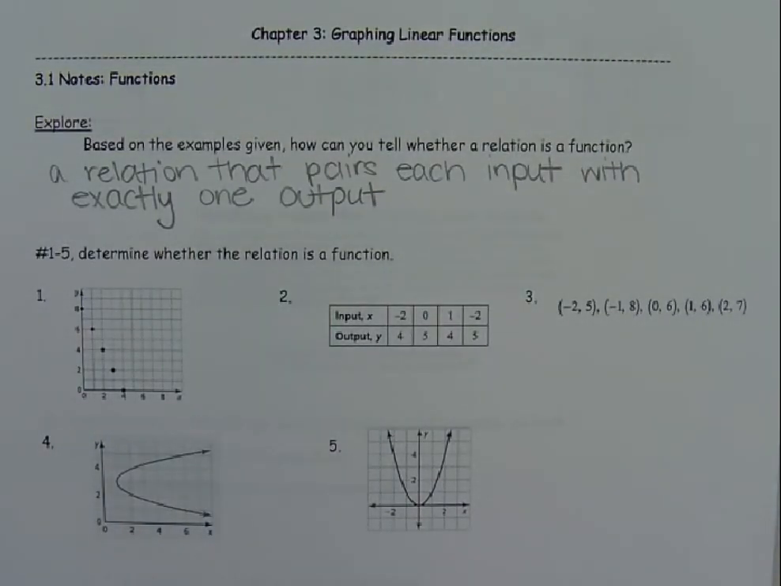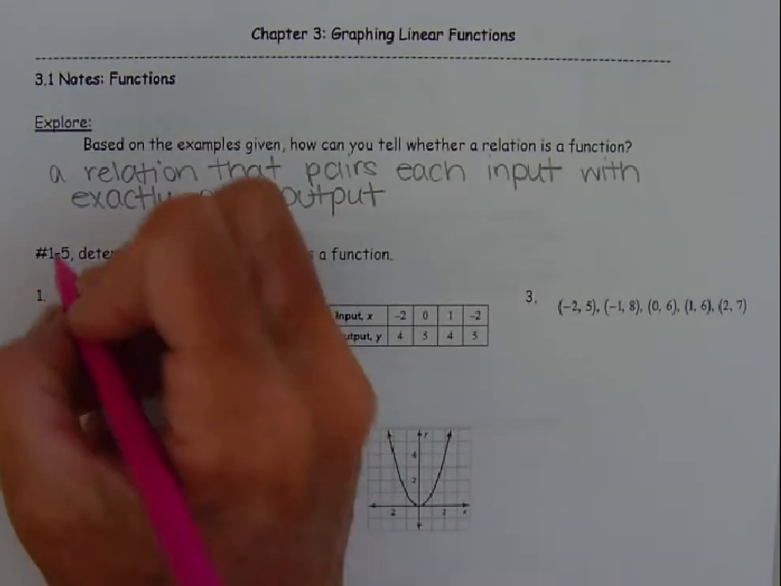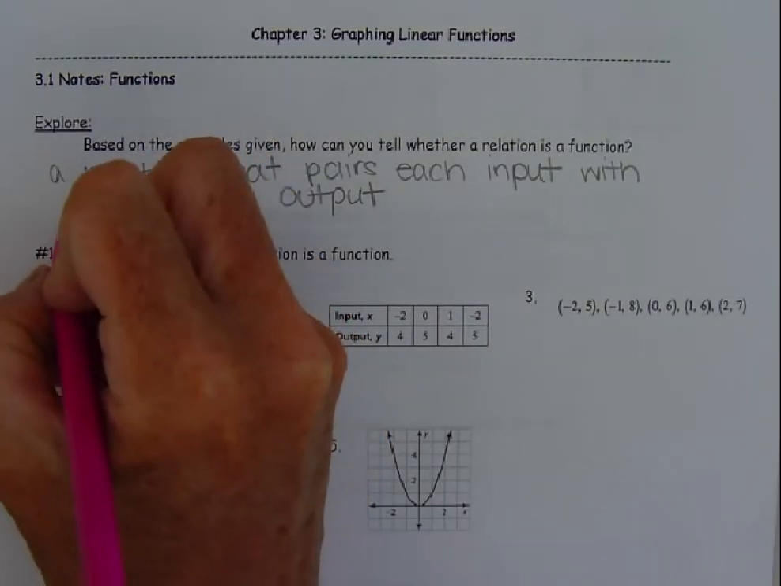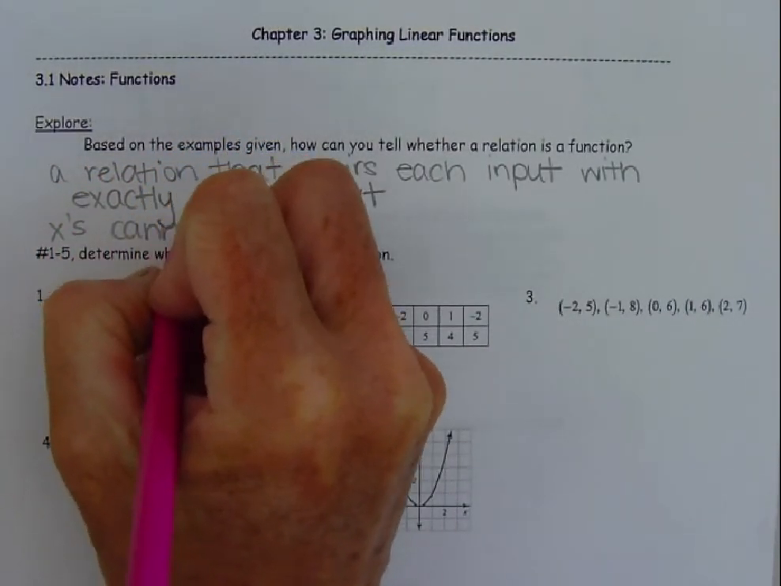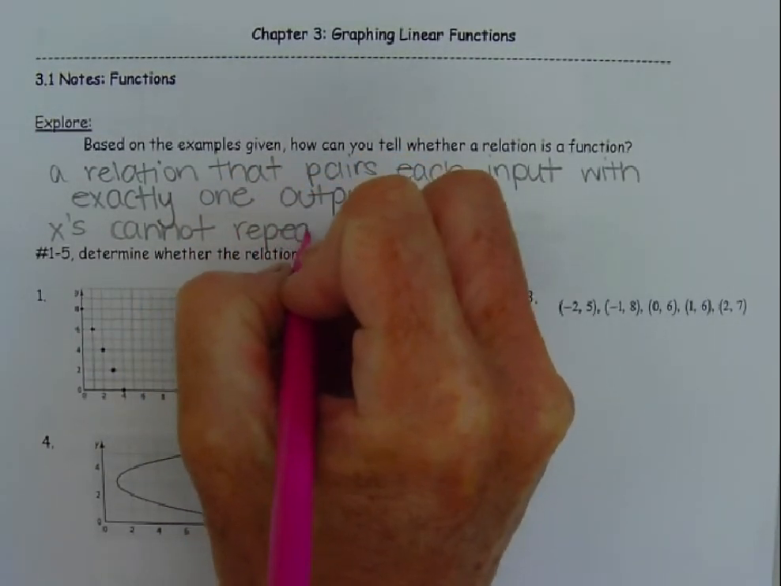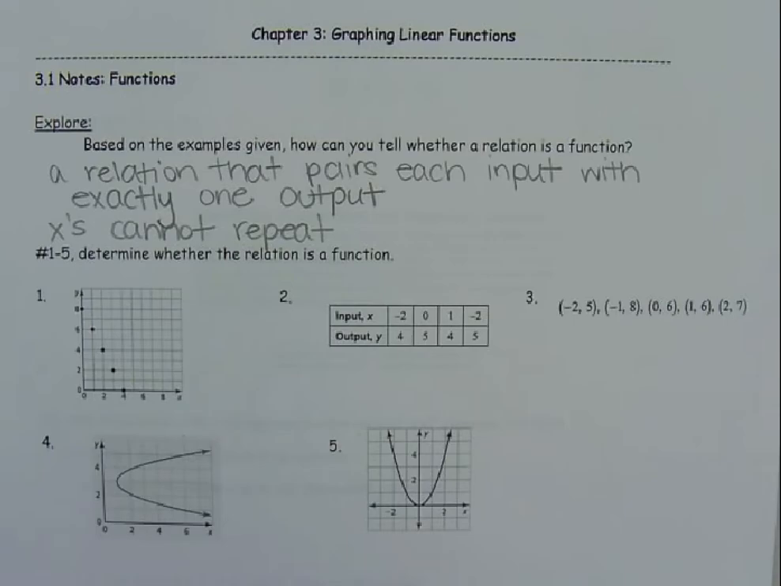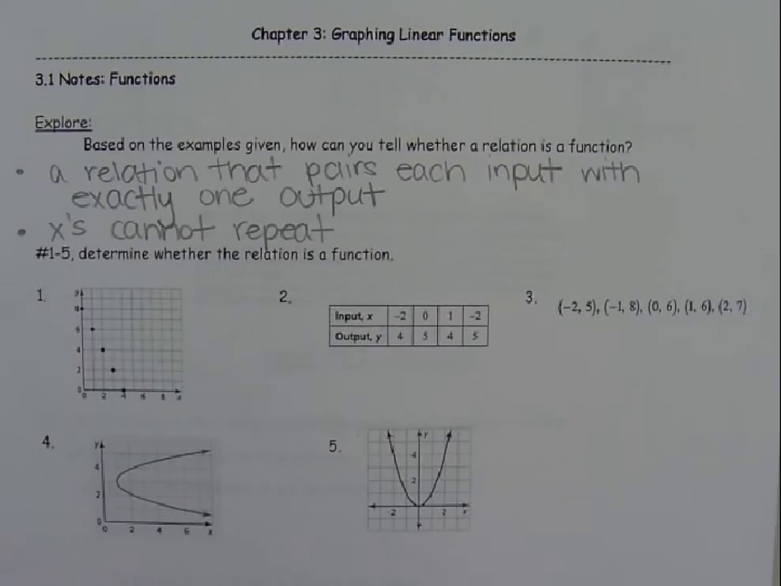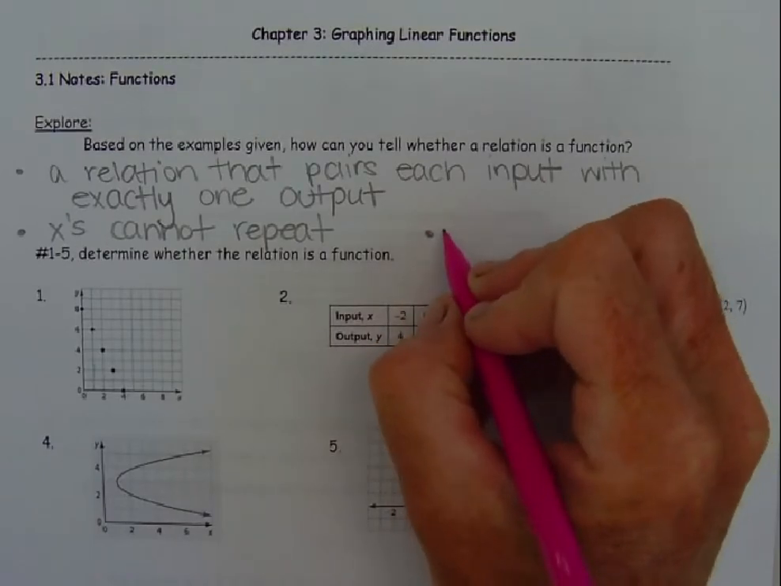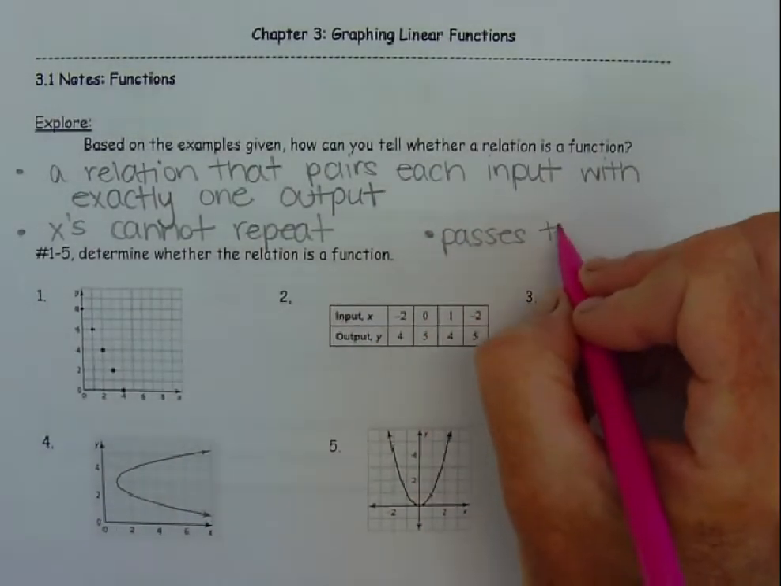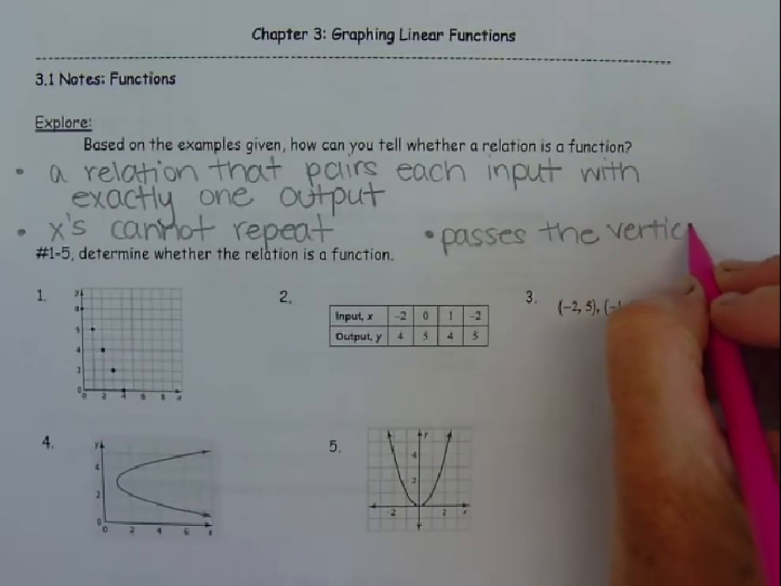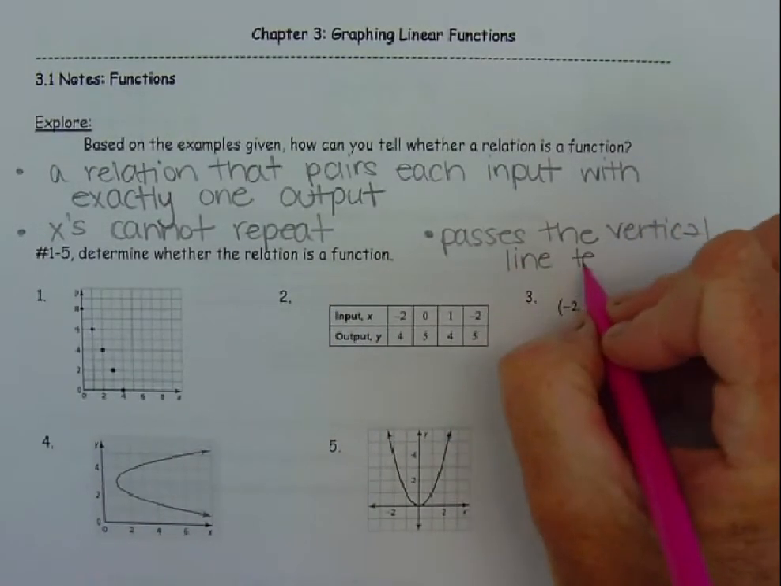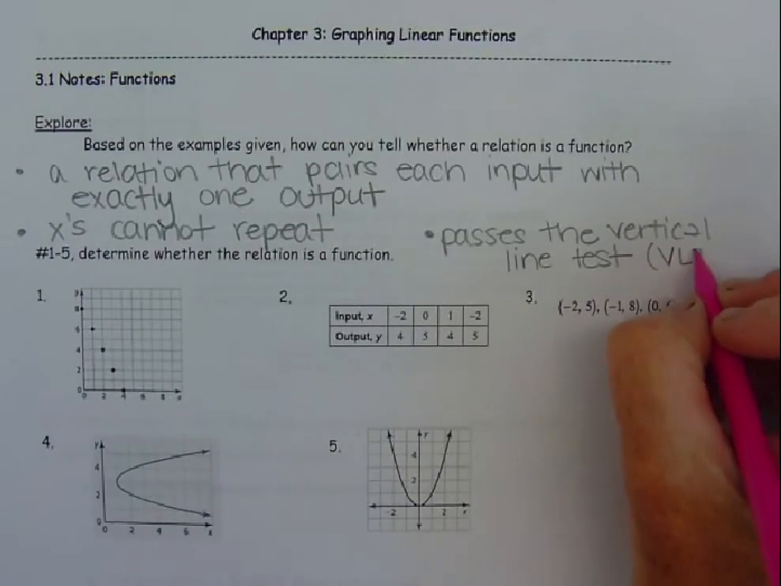However, there are some other ways to determine whether graphs or tables or points are also functions. One other way is, in order for something to be a function, the x's cannot repeat. If any of the x values repeat, that relation is not a function. So those are two ways to determine if something is a function. If you are given a graph, a third way to determine if something is a function is whether or not it passes the vertical line test. And we often refer to the vertical line test as the VLT.